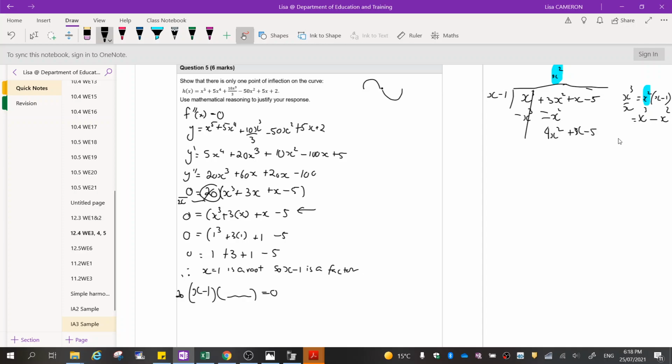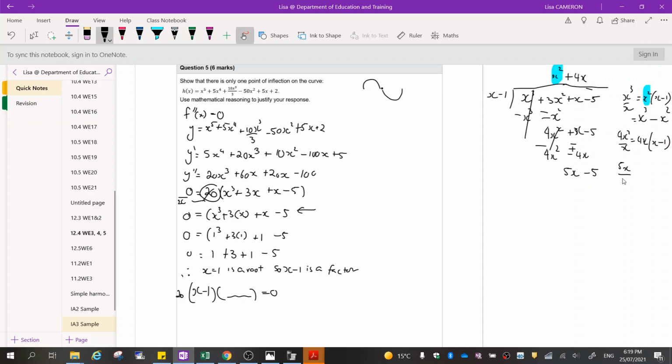Now we do it with our next term. 4x squared divided by x equals 4x. So plus 4x. Okay, and then that is going to multiply what's at the front there. So that'll become 4x squared minus 4x, both of those terms are being subtracted. So this one minus that one knocks it out. This minus the negative that changes it into a plus. So it's going to become 5x, positive 5x, and then the minus 5.